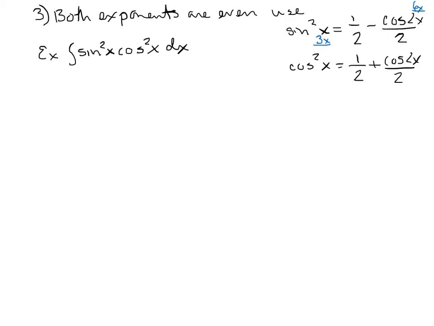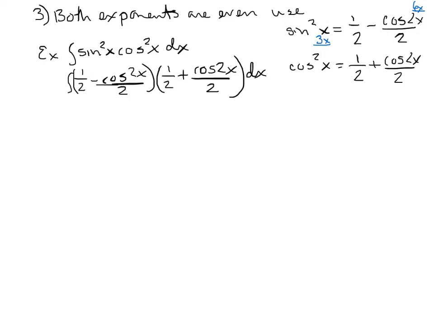So we can't make one of these have an exponent of 1 and do u substitution, because if we have an exponent of 1, one of them is left over. So that's why we have to apply these new formulas. So I'm going to plug in the formulas. Sine squared is 1/2 minus cosine of 2x all over 2. So that's sine squared. Cosine squared is 1/2 plus cosine of 2x over 2.